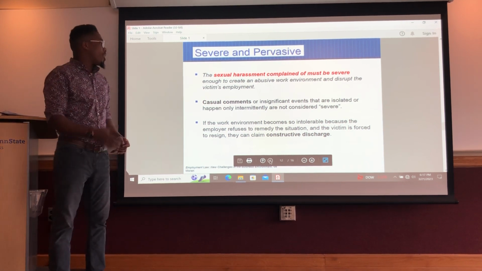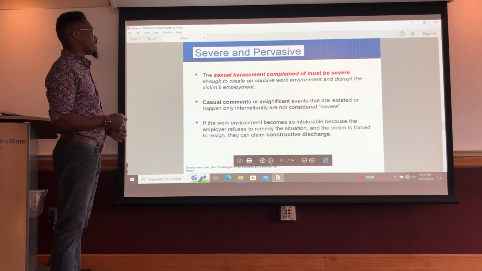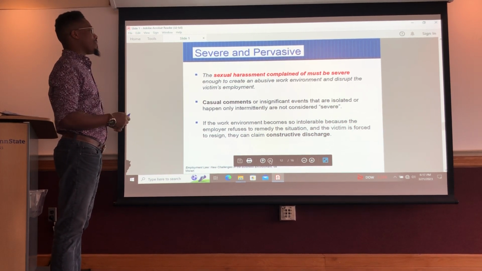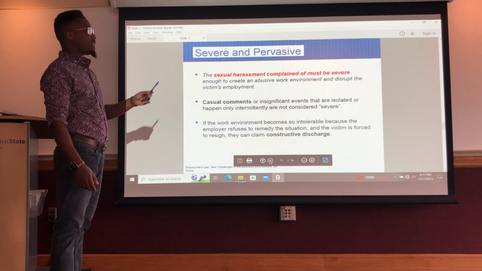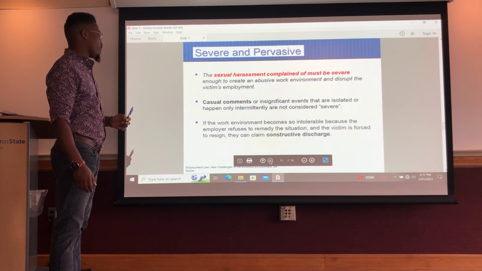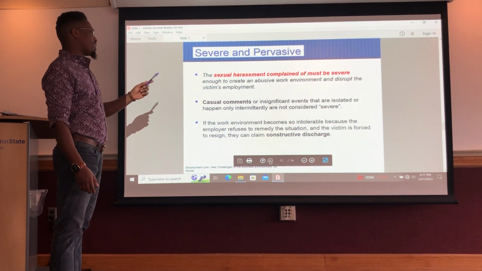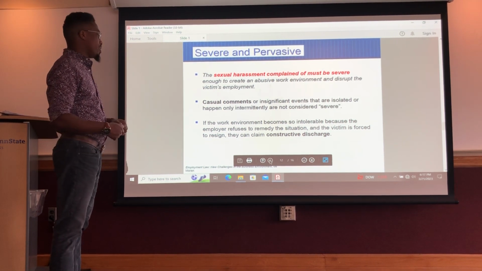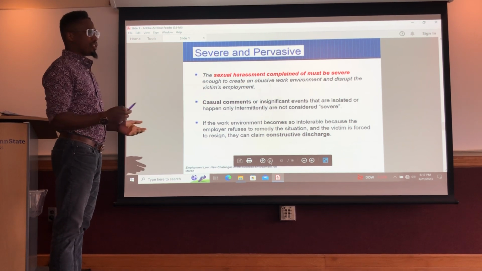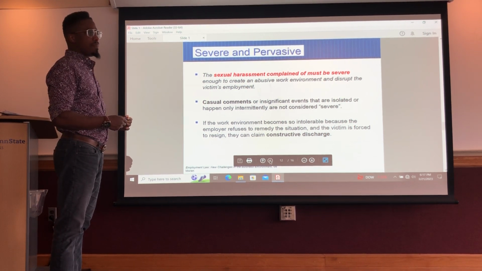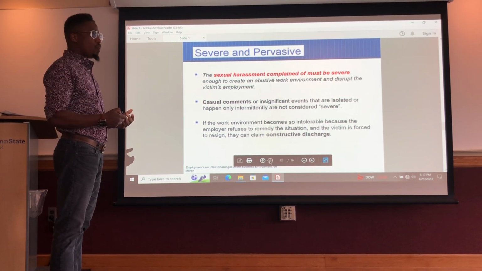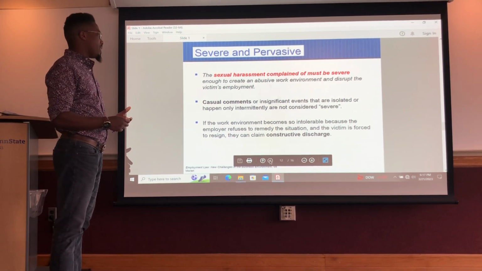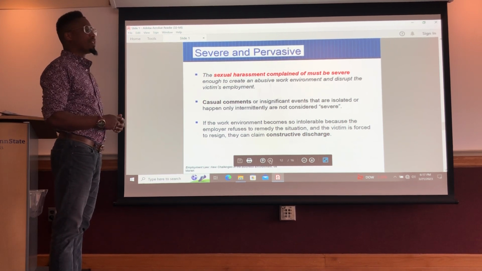Okay, so another component of sexual harassment is that it must be severe enough to create an abusive work environment and disrupt the victim employee's employment. Casual comments or insignificant events that are isolated or happen only intermittently aren't considered severe. So again, certain terms of endearment, maybe looks, they might be hostile, they might be wrong, they might be unethical, but a lot of times they're not severe enough to be acted on.